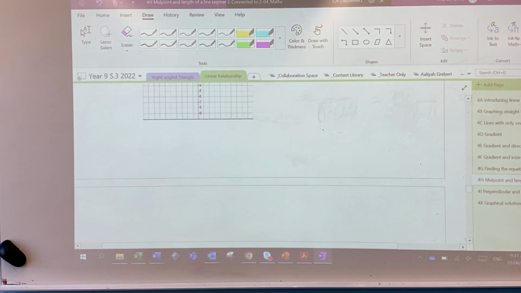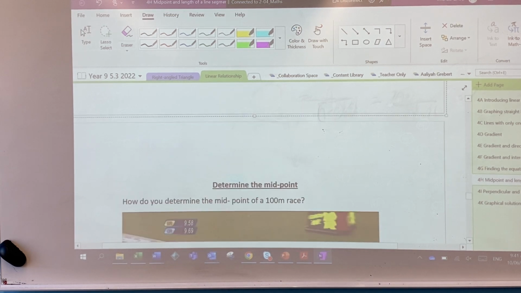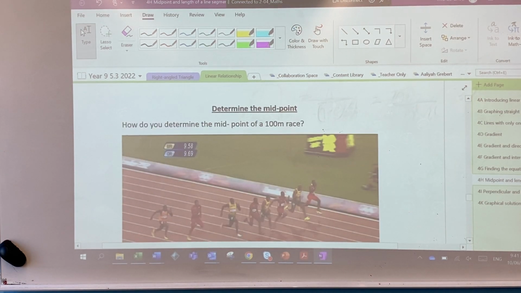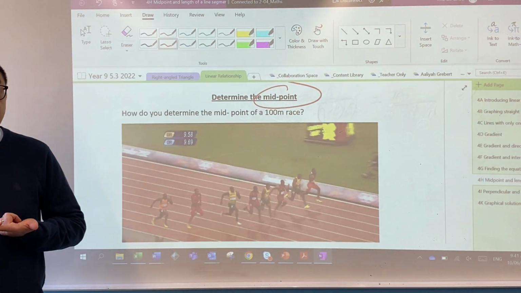Now let's move on to the second part of today. We are still in 4H. The second part of today is middle point. Let's write down the title. So essentially what we do in this session is distance as well as middle point.